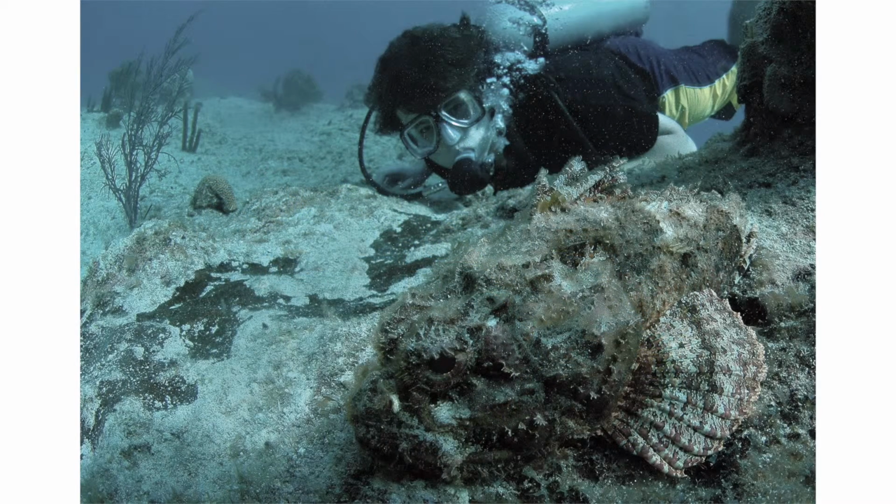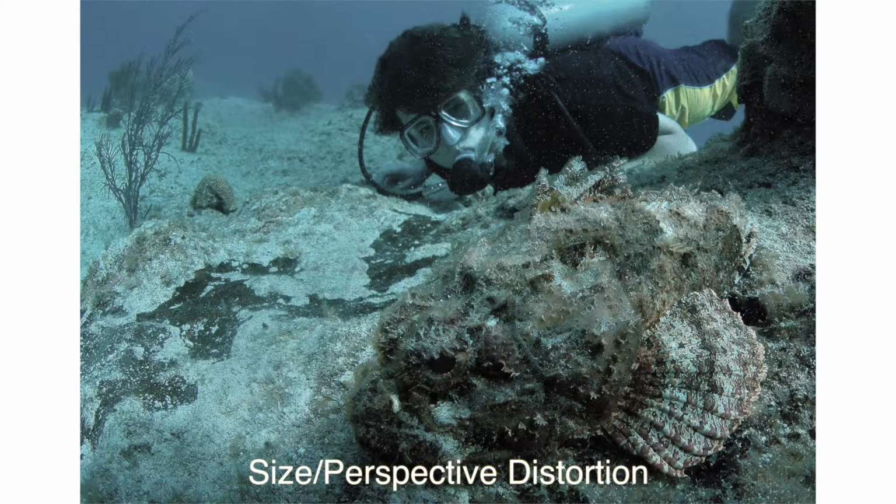Therefore, a sense of distance and dimension is created with this image. Here's another example with the scorpionfish in the foreground, which seems to be the same size or even larger than the diver at a further distance behind it. Remember, a wide-angle lens makes all objects appear smaller and more distant, but it exaggerates diminution of size with increasing distance. This is called size perspective distortion. Therefore, it's important to get close to the object in the foreground.